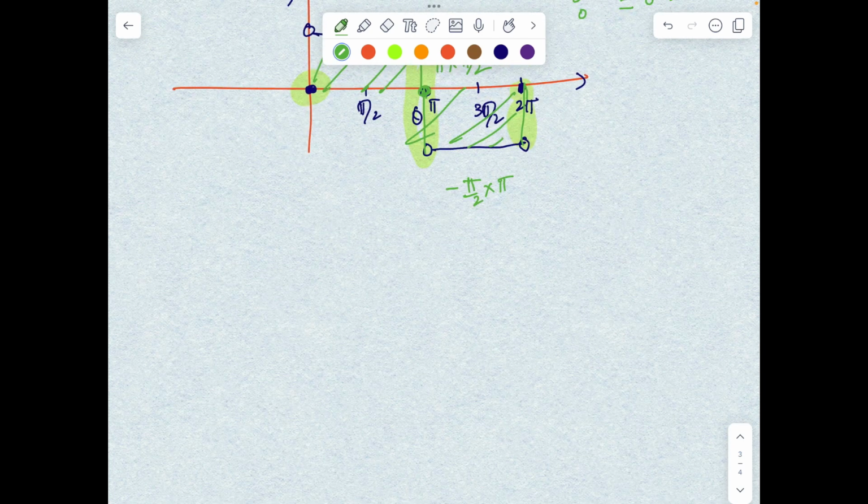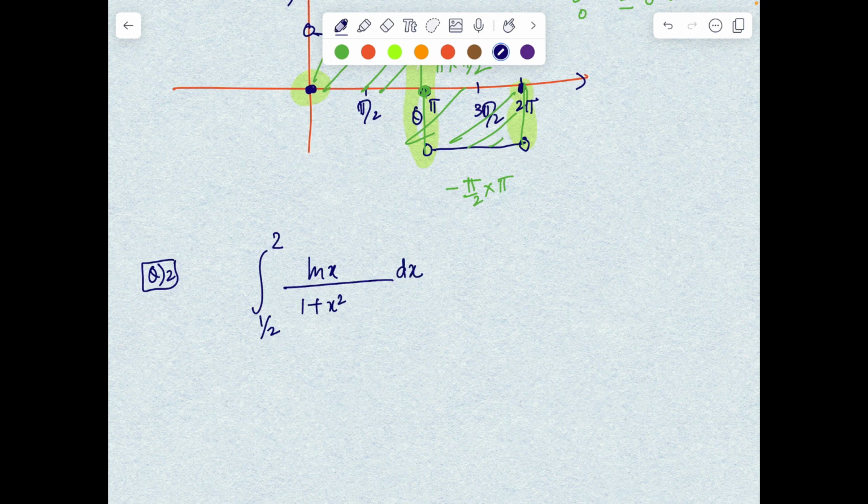Let's take another question, and this is again a very surprising result that we will get with a smart substitution. So here is a question for you. We need to integrate ln x by 1 plus x square from half to 2. Now clearly the first thought process is maybe you can use integration by parts. So I can take thought number 1. Ln x as the first function, we'll try integrating the second one, minus derivative of first one, which is 1 by x, and then integration of that is tan inverse x dx.